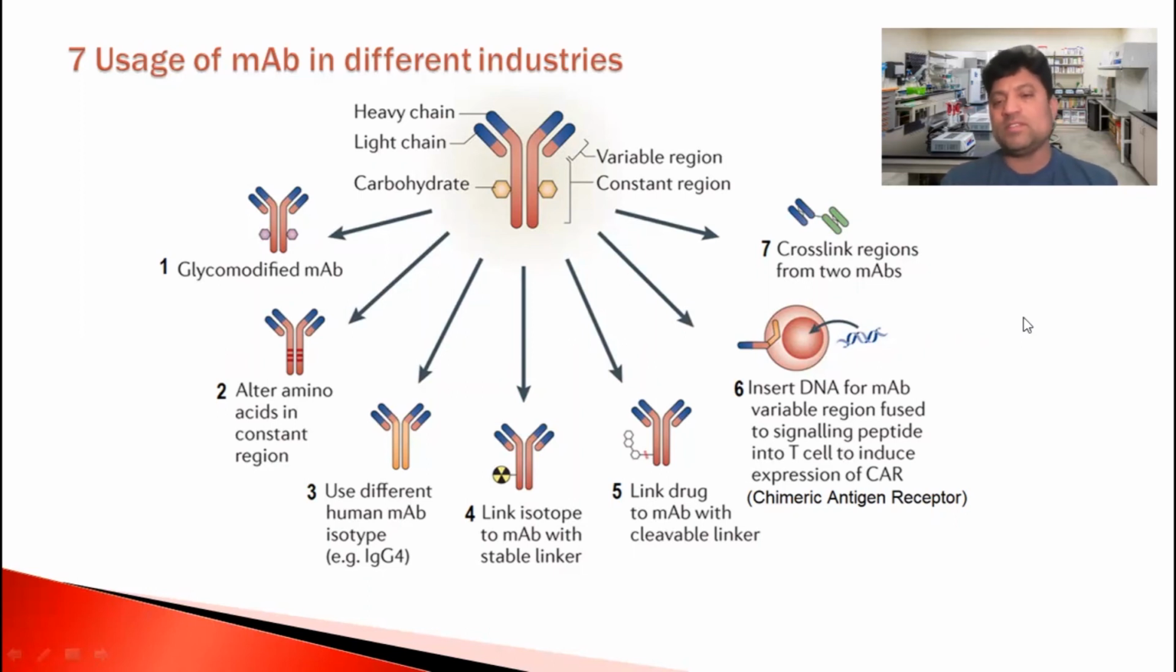The sixth one is to insert DNA into the monoclonal antibody variable region and fuse it to a signaling peptide into the T cell to induce expression of CAR. CAR stands for chimeric antigen receptor. The seventh one is cross-linking regions from two monoclonal antibodies.